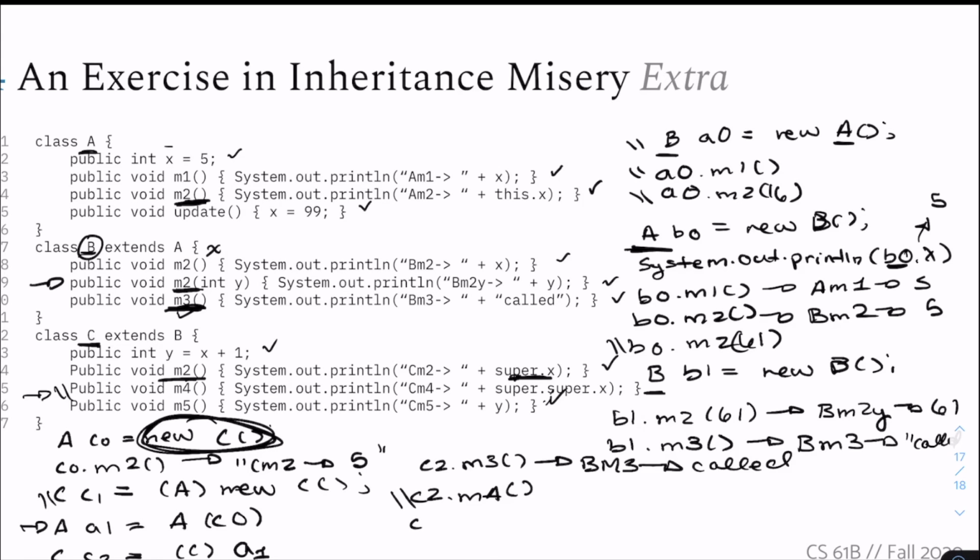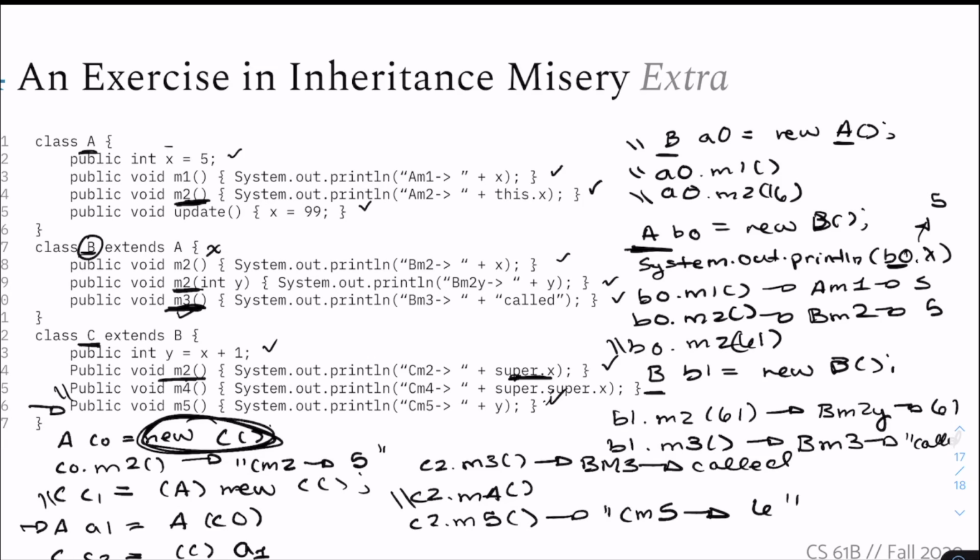Next we go to C2.M5, and this one checks out because again we go to C2, we see that there is an M5 that is available to us, passes the compile check. At runtime, we just go and evaluate that function, which gives us CM5y, and y equals x plus 1, so it's 6.